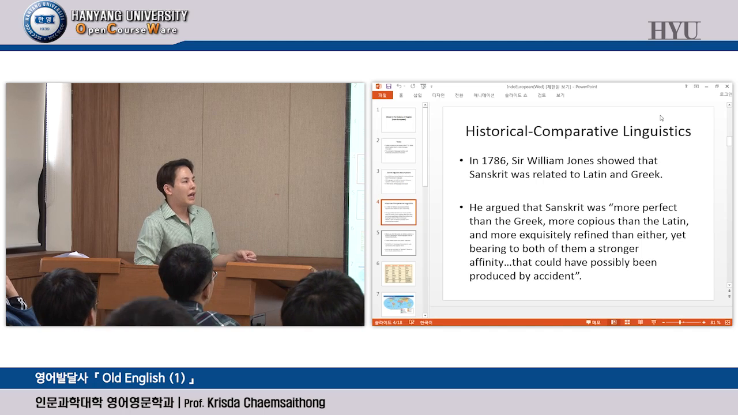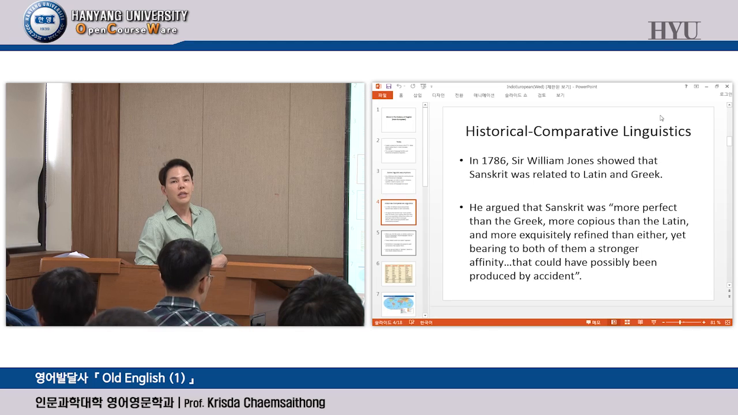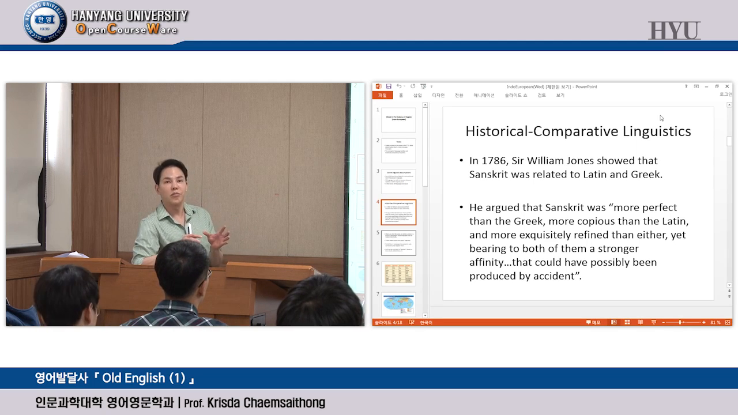But you know that Greek and Latin are Western languages, whereas Sanskrit is an Eastern language. So this means that there should be some affinity, meaning that they should be related, because there are so many more similarities than you would expect if it were just a coincidence. So they must be related genetically.